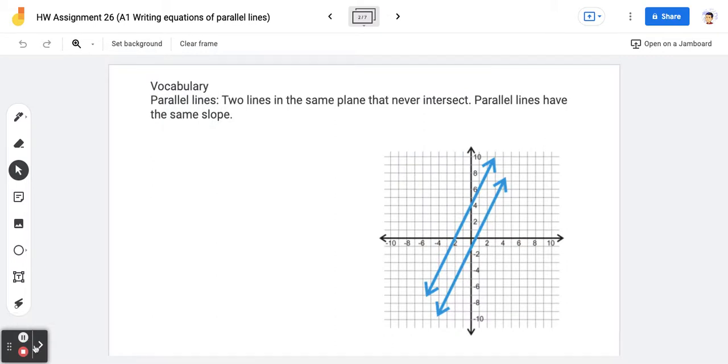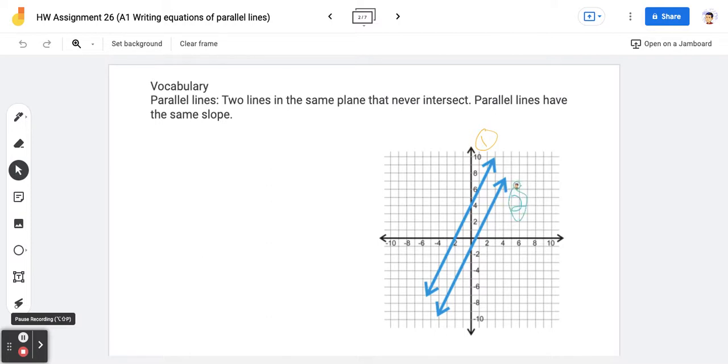So parallel lines, as we know them, are two lines in the same plane that never intersect. And the big thing to remember here is that parallel lines have the same slope, okay? Parallel lines have the same slope. So let's say we took the equations of these two lines. So this equation here, I'll call it my first equation, and then I'll use my second equation.